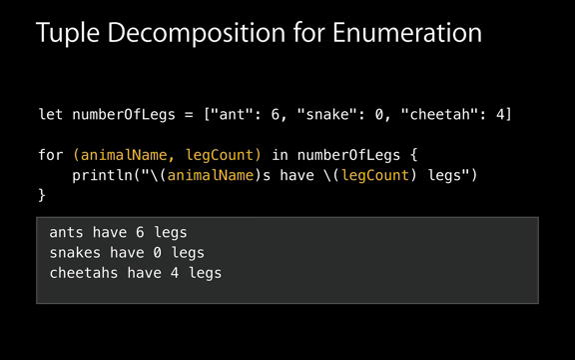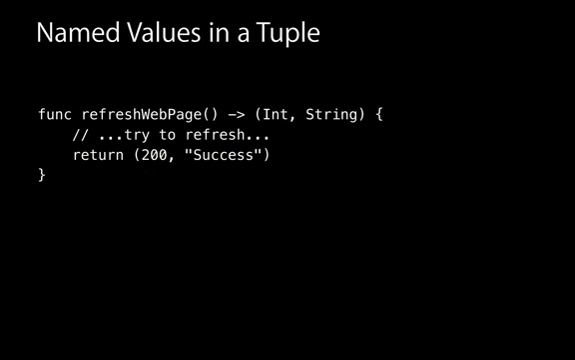So tuple decomposition is one way to get these values out. There's another one. And that is we can actually name the values in the tuple. So I've got this int and a string, but it's not entirely clear what they are. What about if I could name them?